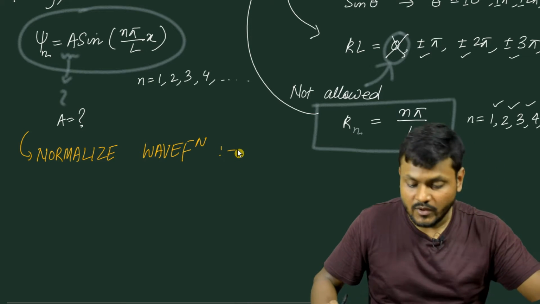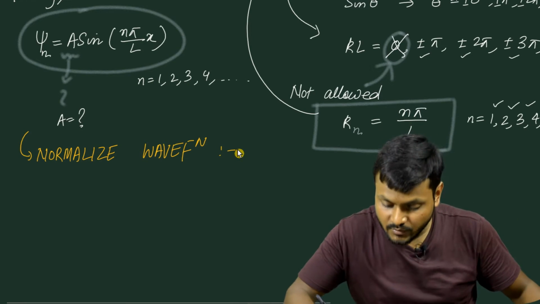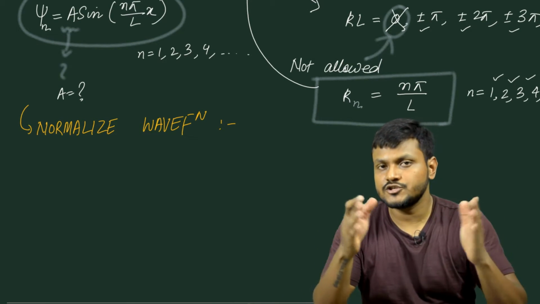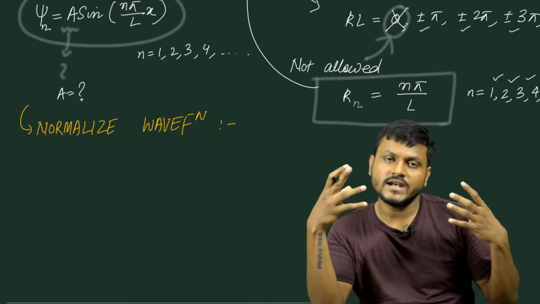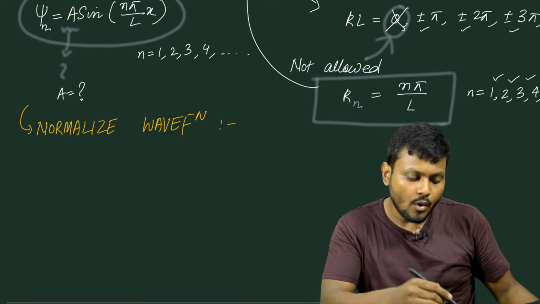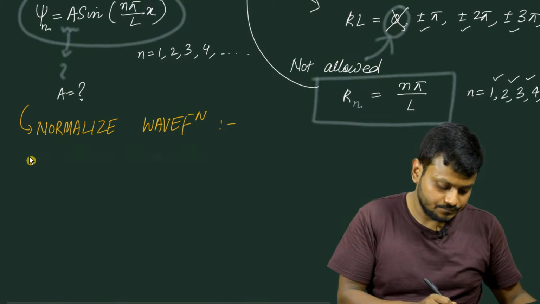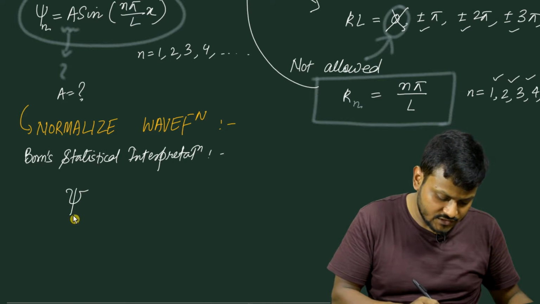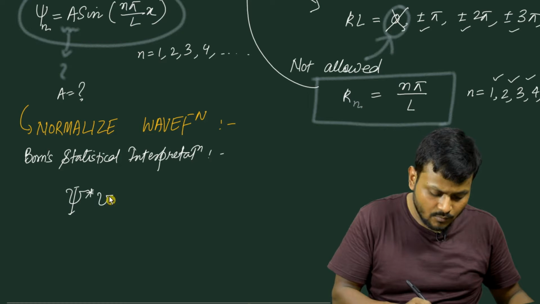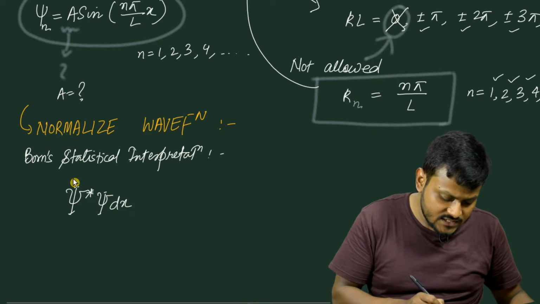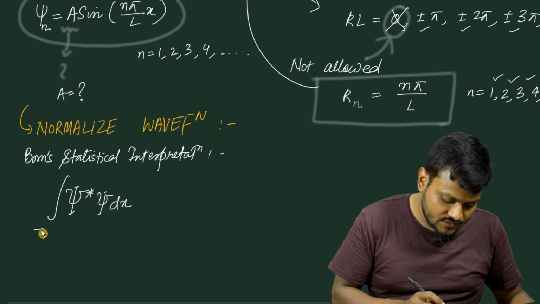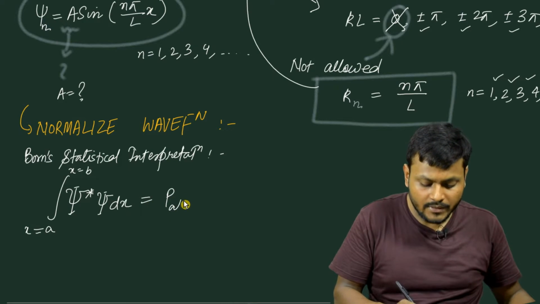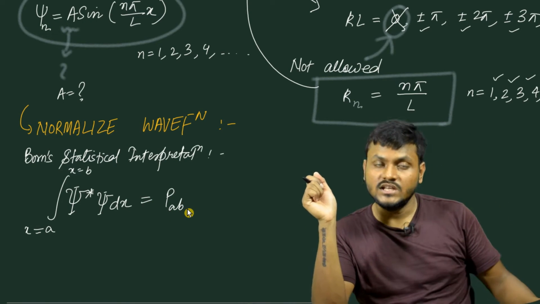Why do we need to normalize the wave function? Quite simply put, it is not just enough for the wave function to satisfy the Schrodinger's equation. The wave function must also satisfy another condition, which is known as the Born's statistical interpretation. It tells us that if you have a wave function solution and you take its complex conjugate and multiply it with the wave function and then integrate between two points, let's suppose x is equal to a to x is equal to b, then this gives us the probability of finding the particle between these two locations.